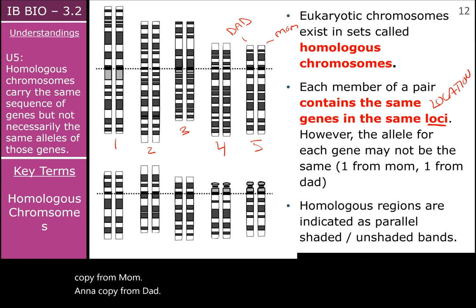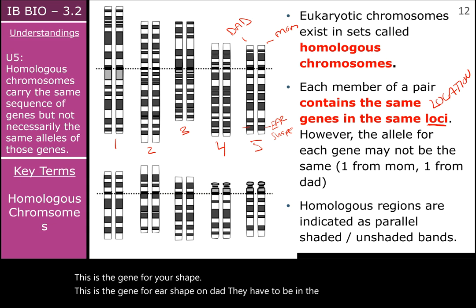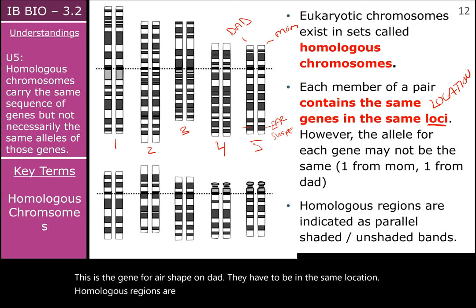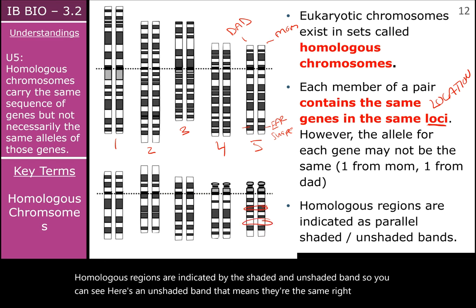That means if this is the gene for ear shape, this is the gene for ear shape on dad. They have to be in the same location. Homologous regions are indicated by the shaded and unshaded bands. So you can see, like, here's an unshaded band, that means they're the same, right? And here it's the same.